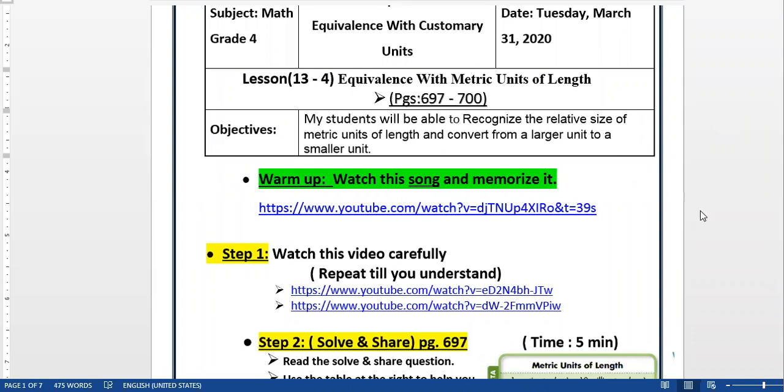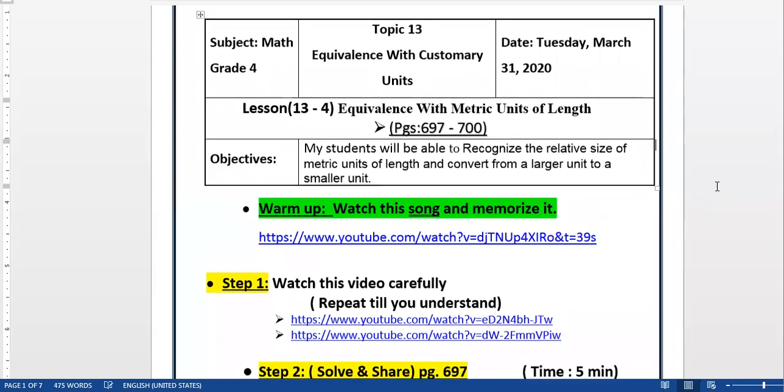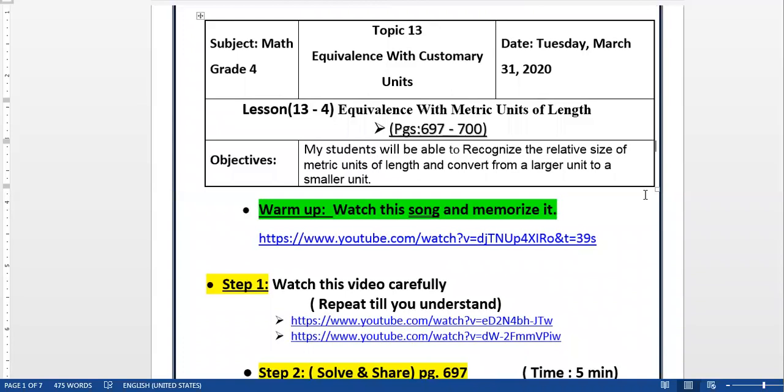Let's start our math session for today. Open your math book and prepare yourself. Open your math book page number 697. Today we will continue with topic 13, equivalence with customary units. Write the date, Tuesday, March 31.